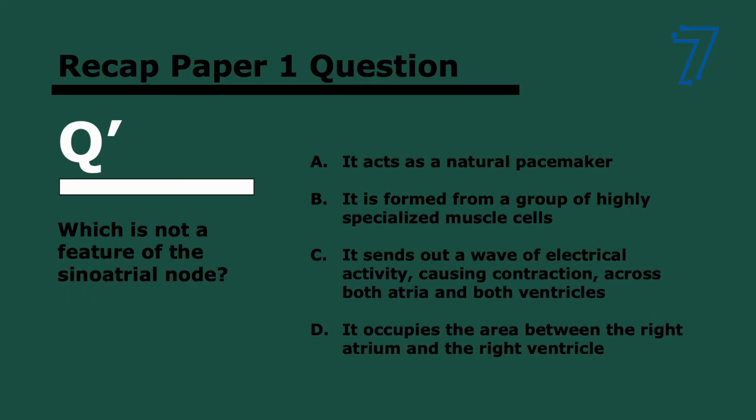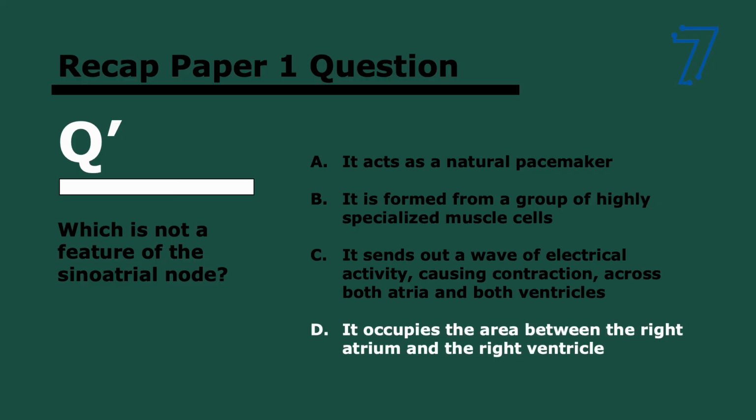Okay. And finally, which is not a feature of the sinoatrial node? This might be a bit more tricky. Again, pause now. And in 3, 2, and 1, it's D. It doesn't occupy the area between the right atrium and the right ventricle. It's in the wall of the right atrium, right? It does act as a natural pacemaker.